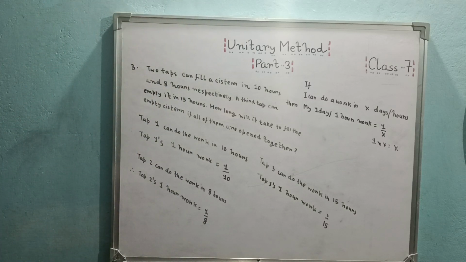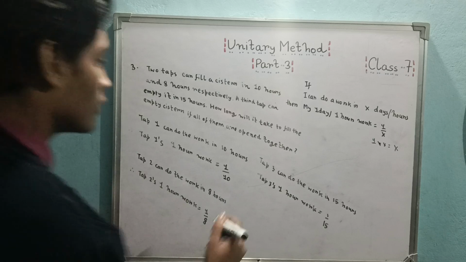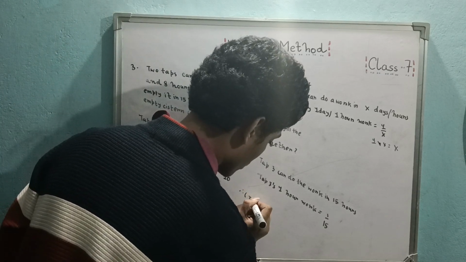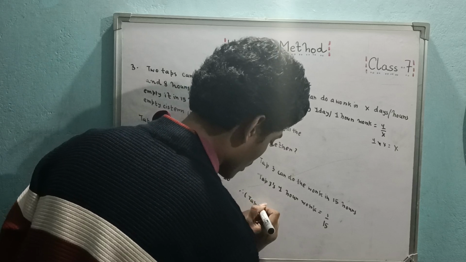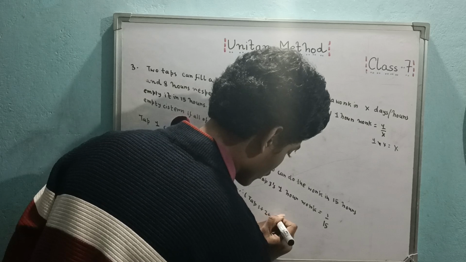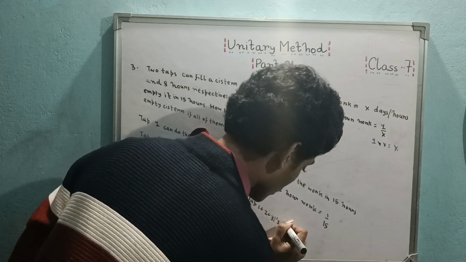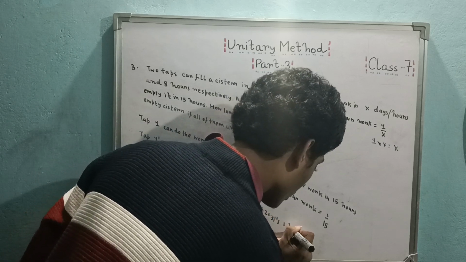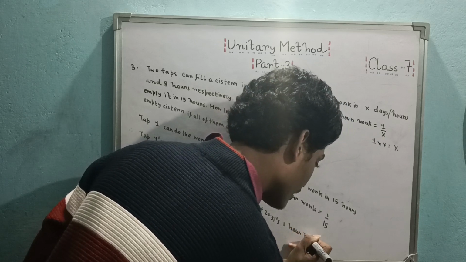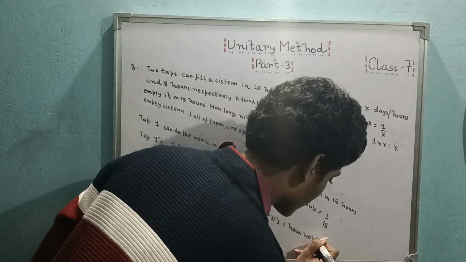Now we have got the three taps' respective 1 hour work. Then together, in 1 hour, how much work can they do? Therefore, tap 1 plus 2 plus 3 is 1 hour work. Equal. There you have the twist.